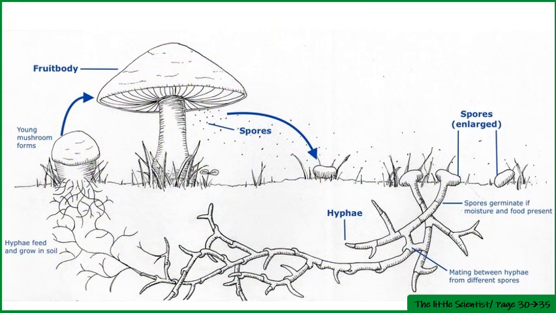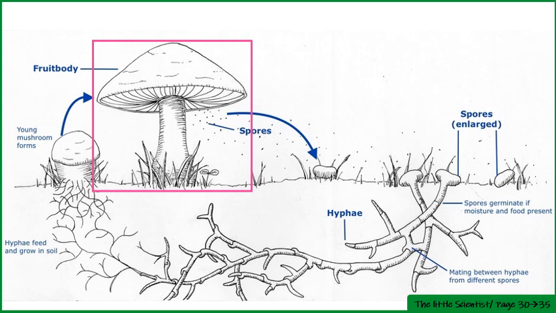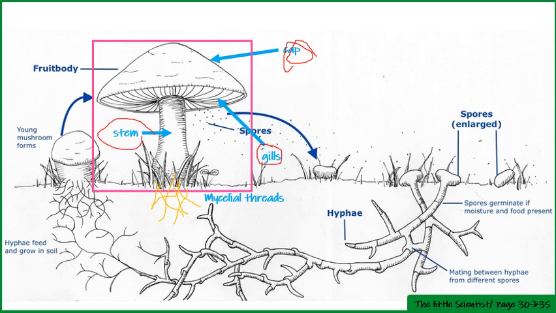What about fungi, mushrooms? Take a look at this beautiful fungus. This is a fungus with its cap, with its gills, with its stipe or stem, and let me draw the roots of this mushroom that we call mycelial threads. So what are the different parts of a mushroom? The cap, the gills, the stem, and the mycelial threads.